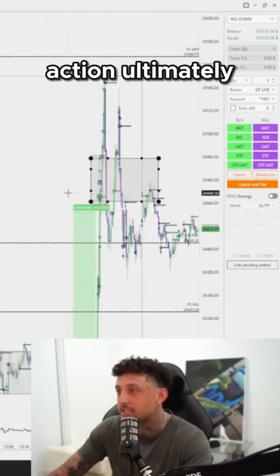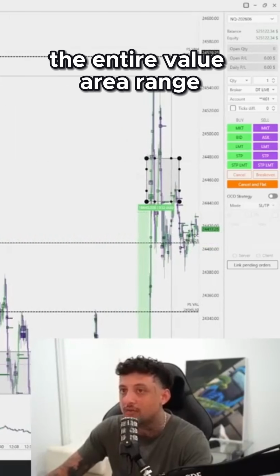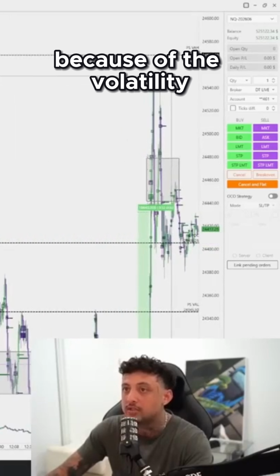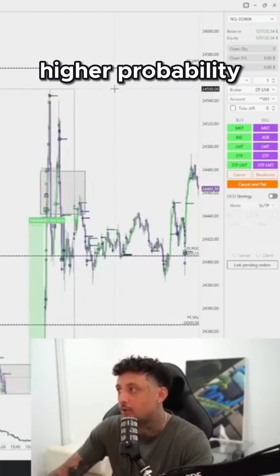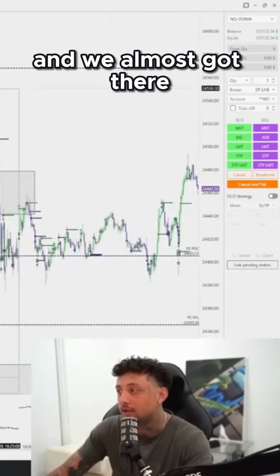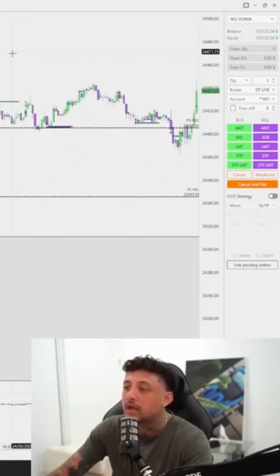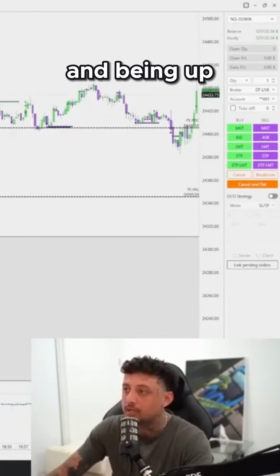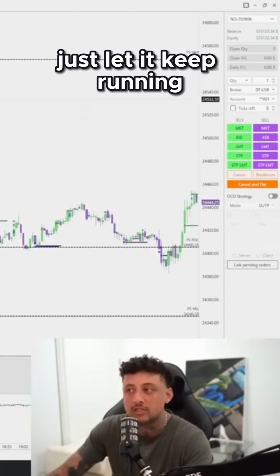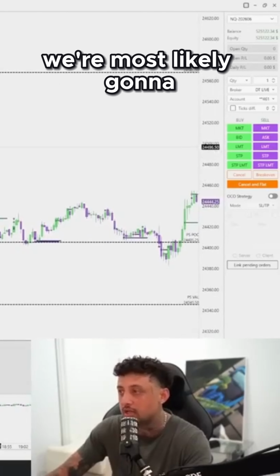And I was looking for price action to ultimately traverse the entire value area range because of the volatility that we were seeing. There's a higher probability, and we almost got there, but I ended up getting greedy. I mean, risking $1,000 and being up almost 30 grand is like, why not just let it keep running and pushing? Like, we're most likely going to get there either way.